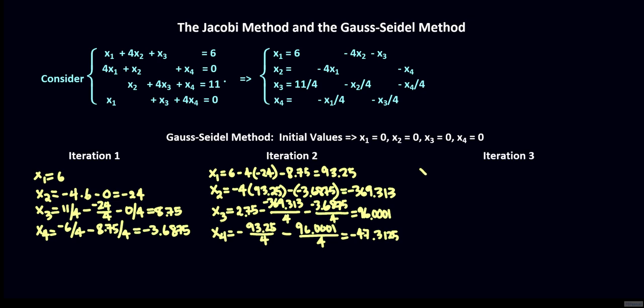For iteration 3, x1 will become 6. Minus 4 times x sub 2. x sub 2 is minus 369.313. Minus x3. x3 is 96.0001. So that x sub 1 will be 1387.25.